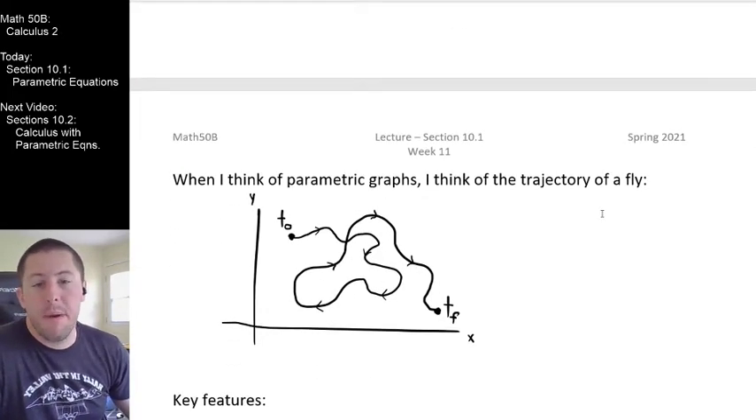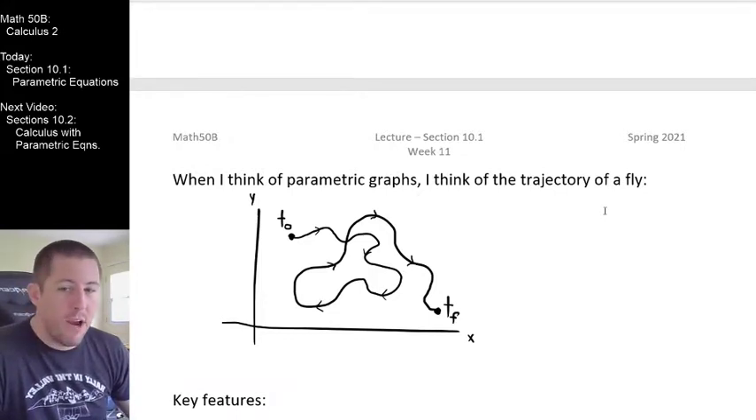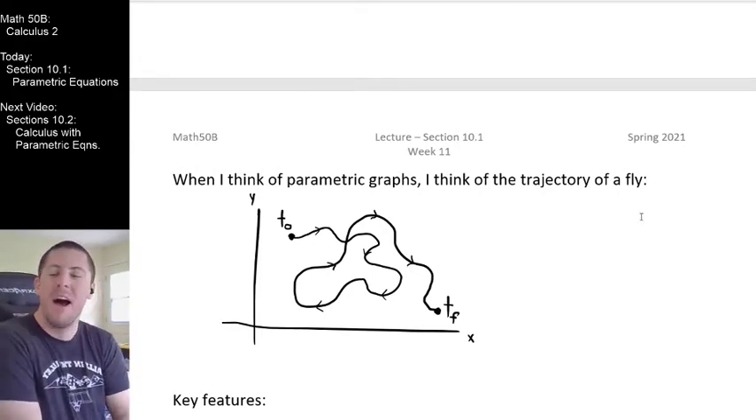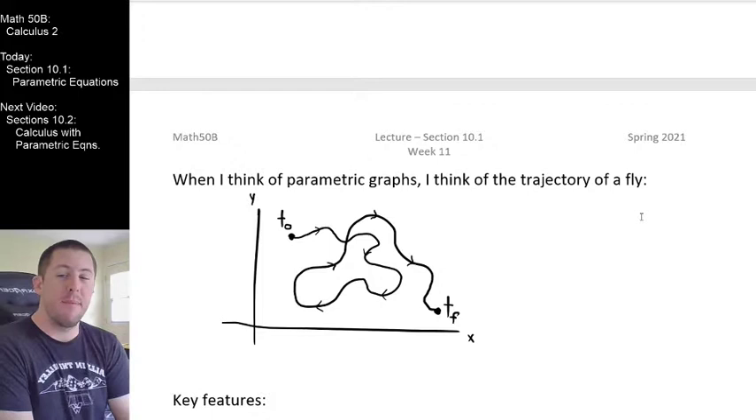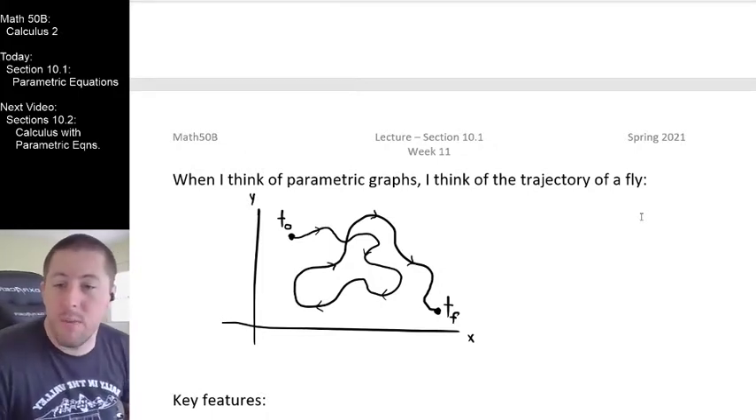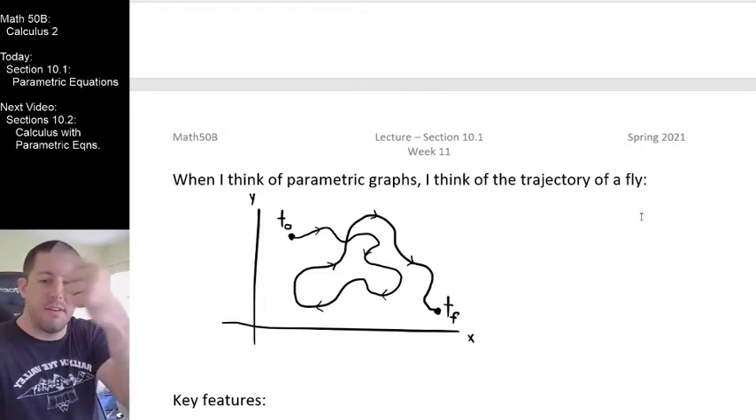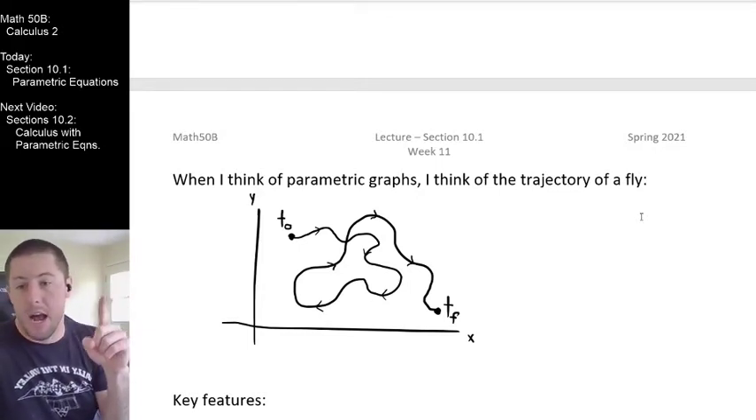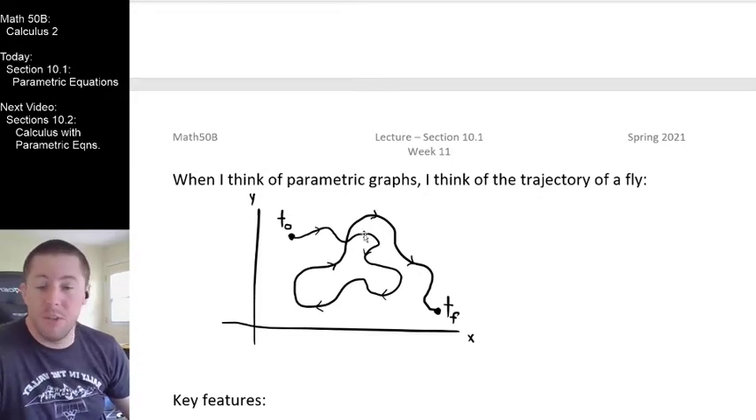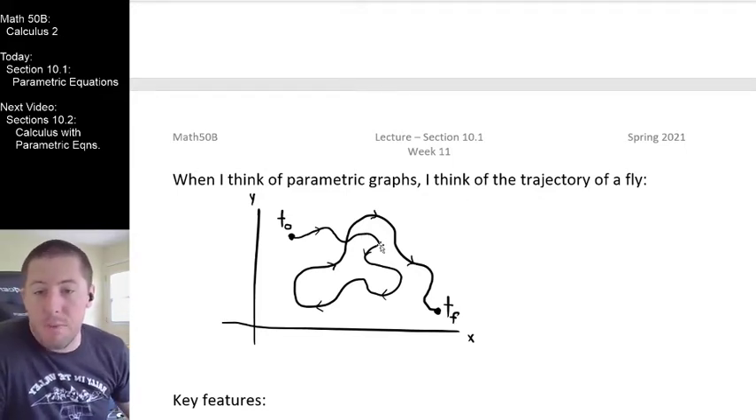So when I think of parametric graphs, I think of the trajectory of a fly. And as I was preparing my notes, I ended up with a very good diagram, so I kept a handwritten diagram here instead of drawing one right now. What I like to think about when I think of parametric things is just where is a fly in space? And what I know is that a fly is going to zip around in front of my face depending on time. You should notice a couple things that should probably bother you about this graph that I've drawn right here.